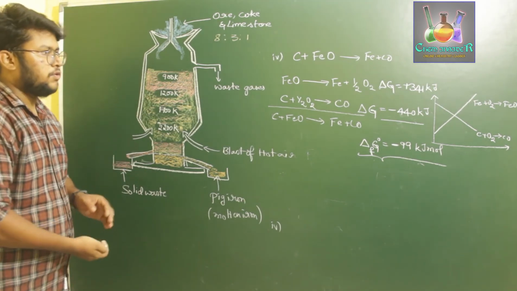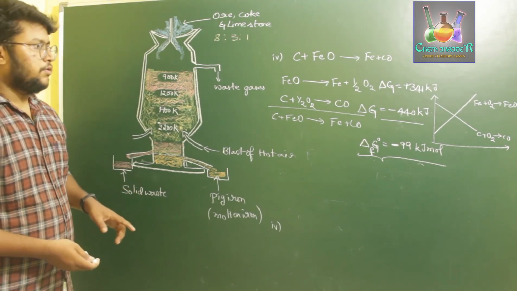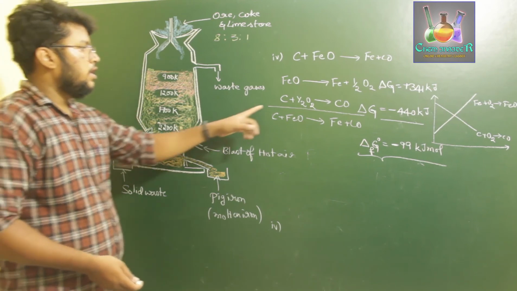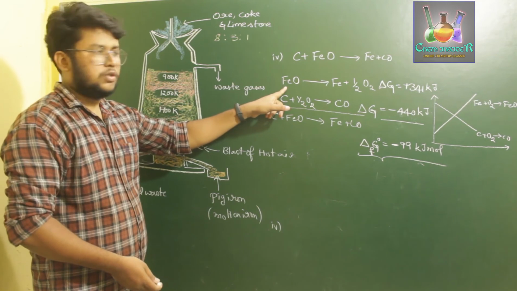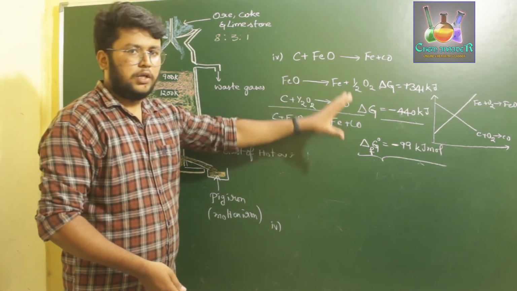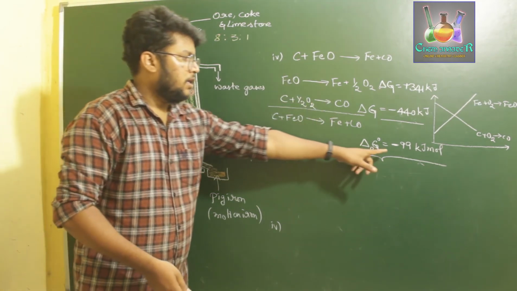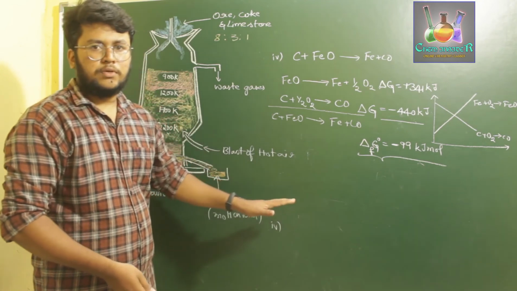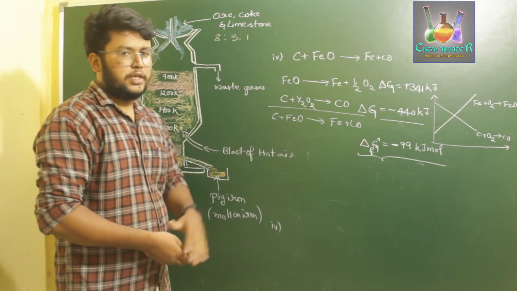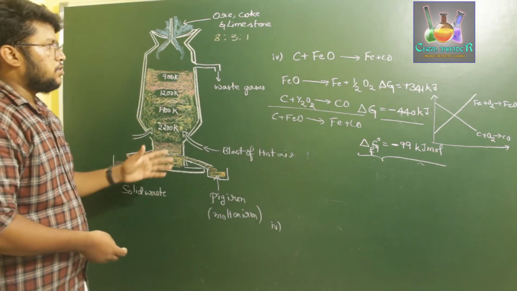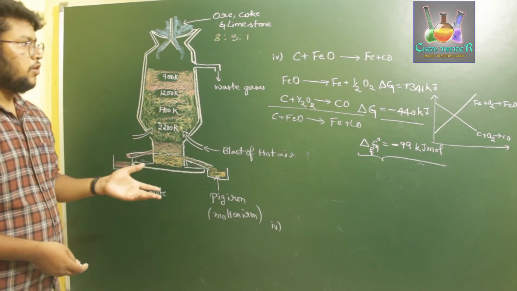Whenever we have to use a reducing agent, as I said in the previous video, the reducing agent should reduce the metal oxide in such a way that the overall reaction's delta G will be negative. If it isn't negative, then the reaction is not going to happen. So these are the different reactions occurring during the extraction of iron oxide to iron.